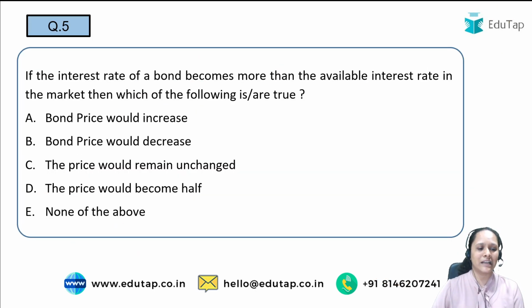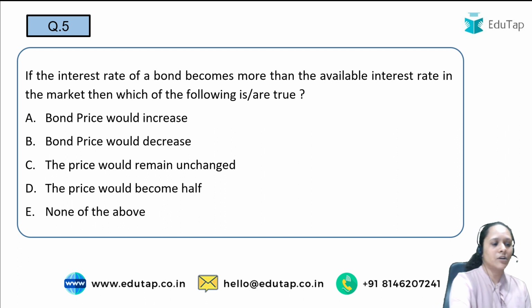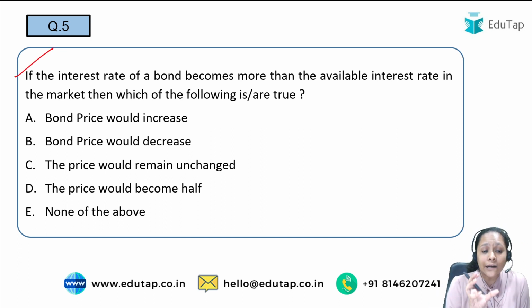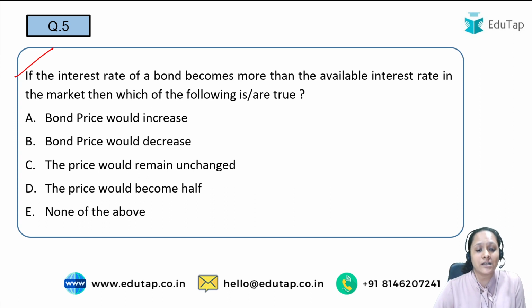Now moving to the last question. This is a conceptual question which says that if the interest rate of a bond becomes more than the available interest rates in the market, then which of the following statement is or are true? What would be the price of the bond? The question simply says कि एक bond है जो market interest से ज़्यादा interest rate देता है, तो what would be the price of the bond?